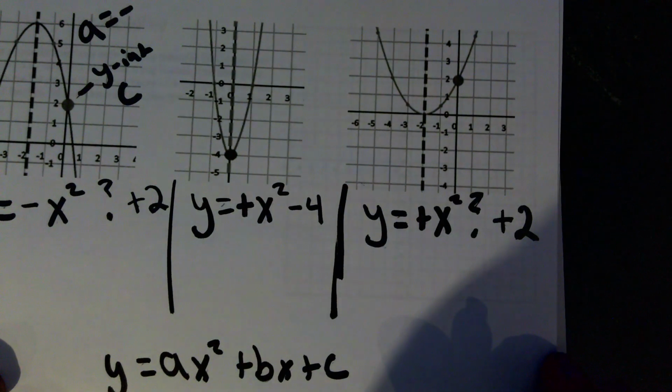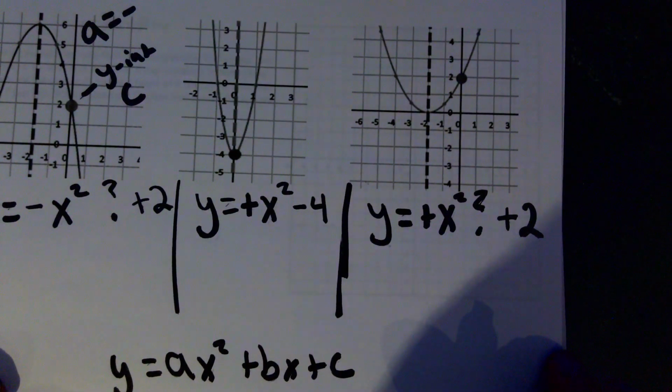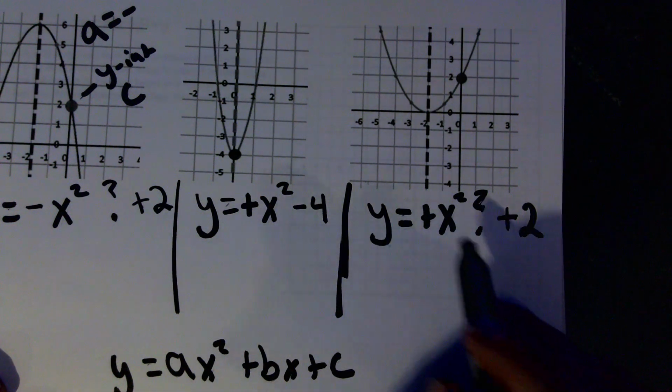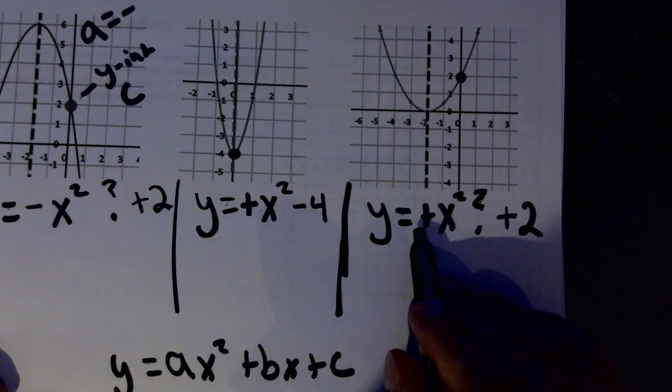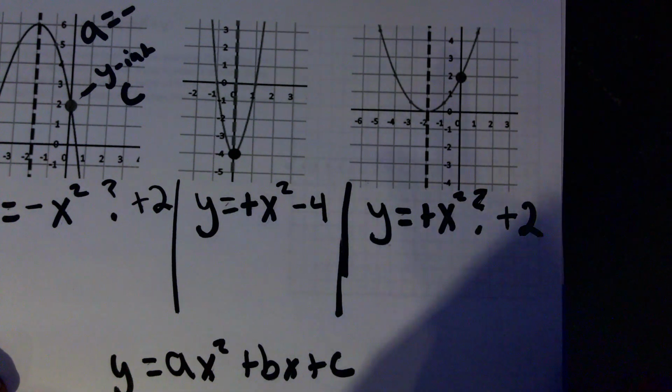We have to convert it to vertex or factor form to get more information about it. But this is a nice general rule to just really quickly look at a graph, and we know that it's going to have a y-intercept of 2, and it's going to have a minimum because the a is positive.